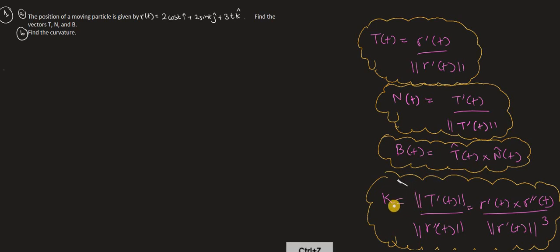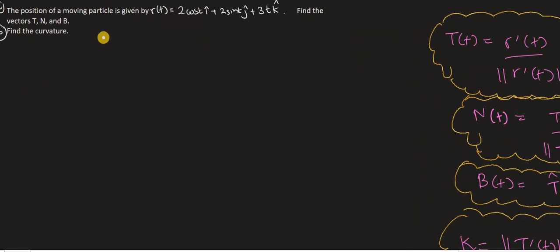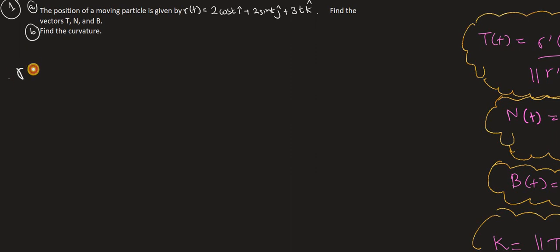Okay, so let's start with the problem now. First, we are finding the tangent vector. This is the equation. So what are we doing first? First of all, we have to calculate the derivative of the vector function. We're given this vector function, and we are taking the derivative of it.